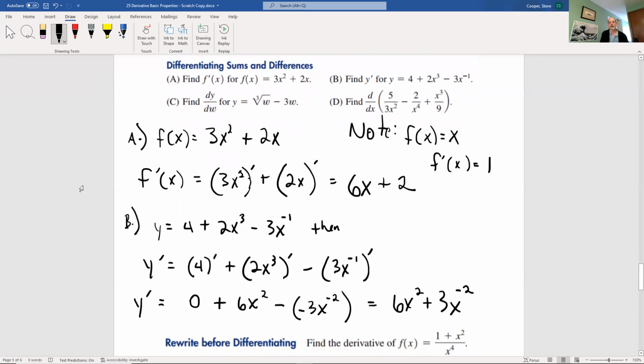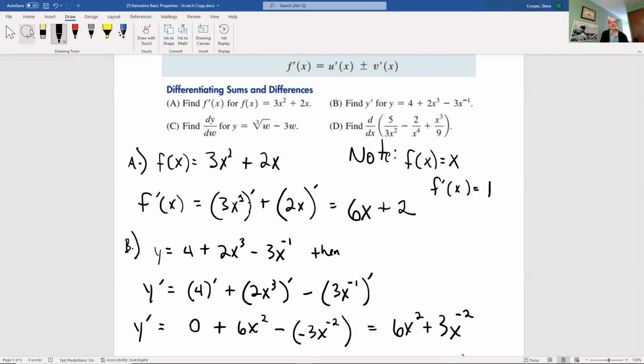So I've run out of space, so I'm going to lasso this and clean up and just go ahead and do C and D.